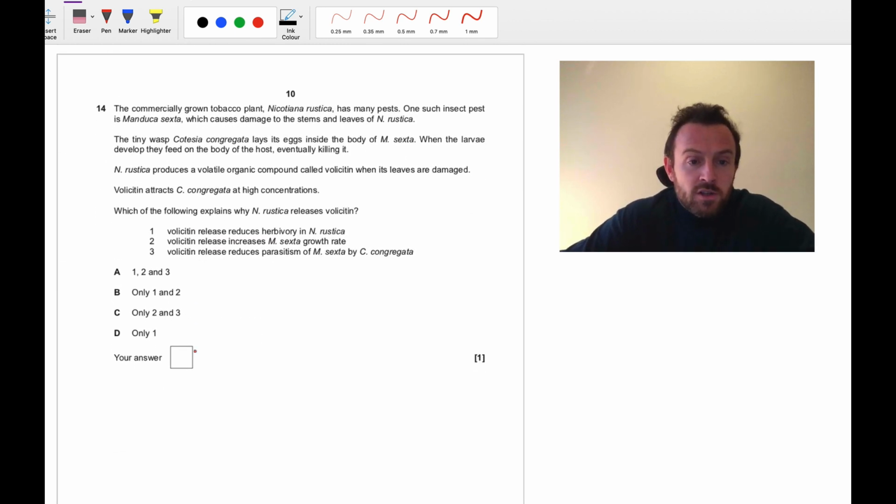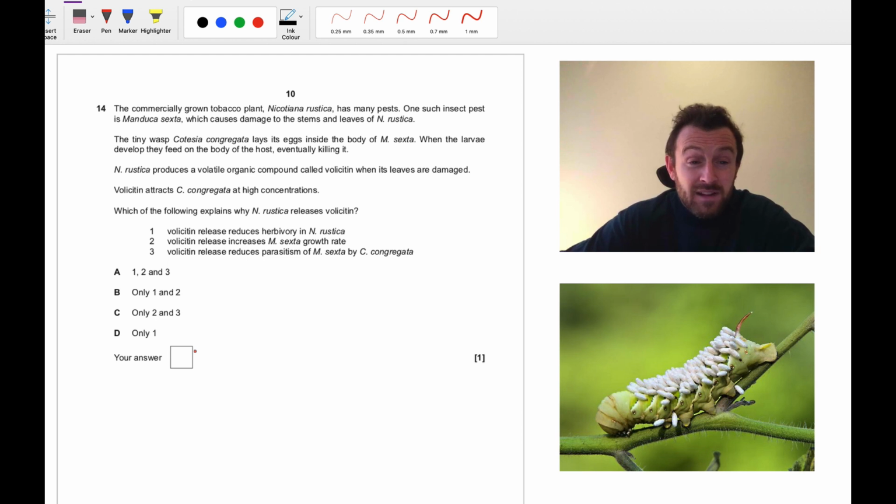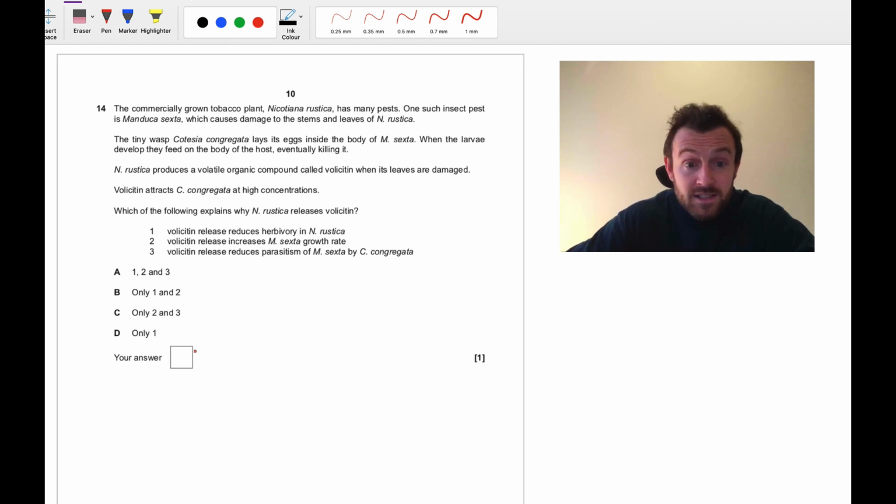14. The commercially grown tobacco plant, Nicotiana rustica, has many pests. One such insect pest is Manduca sexta, which causes damage to the stems and leaves of N. rustica. The tiny wasp, Cotesia congregata, lays its eggs inside the body of M. sexta. When the larvae develop, they feed on the body of the host, eventually killing it. Incidentally, this is the inspiration for the Alien movies. This horrible little wasp parasitizing this caterpillar. It's pretty grim for the caterpillar. Okay, so N. rustica produces a volatile organic compound called volicitin when its leaves are damaged, and it attracts the wasp, which is amazing. So it kind of signals the predator to come and kill the caterpillars. That's pretty cool, isn't it?